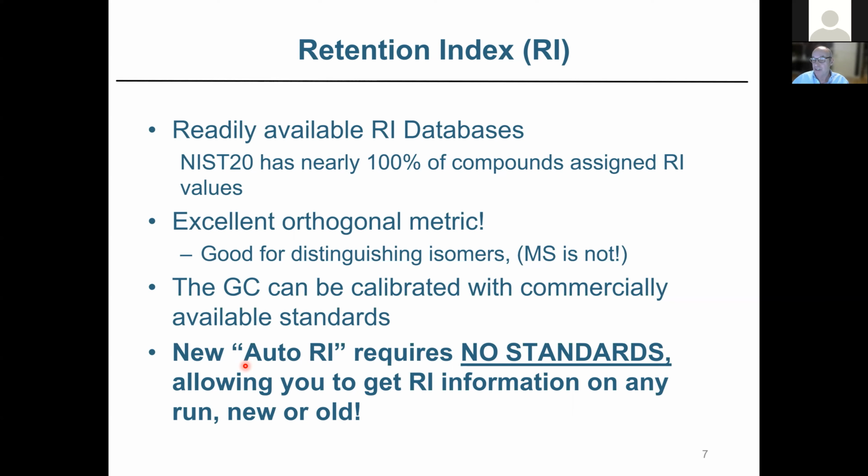So I said it's an excellent orthogonal metric. It's really good for distinguishing between isomers. This is something that mass spectrometry isn't particularly good at.